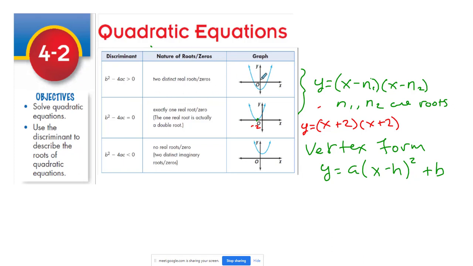If we had one like this one up here, let's say this is at a -3, and let's say this is at a +2, then this one would be y equals x plus 3 times x minus 2. And that's how we would write that one. So if you have the roots, it's easy to write the equation. If you happen to have one that just touches at one point, that's going to be the one that has x plus 2 squared. It's going to have the same thing times the same thing.